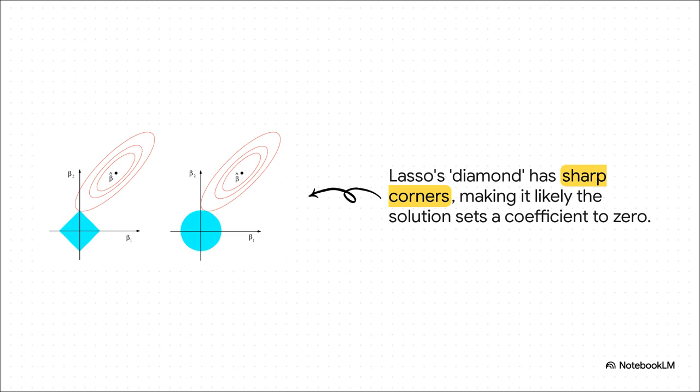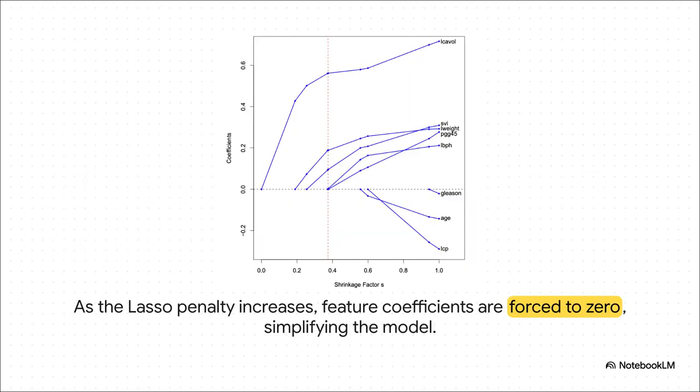This picture is actually a brilliant way to understand why lasso can just get rid of features. So the best answer is wherever those red ovals first touch the blue shape. For ridge, that blue shape is a smooth circle, so they could touch anywhere. But look at lasso's shape. It's a diamond with sharp corners. That means it's way more likely that the first point of contact is going to be right on one of those corners. And what happens at the corner? Well, one of the features has a value of exactly 0. Boom, gone.